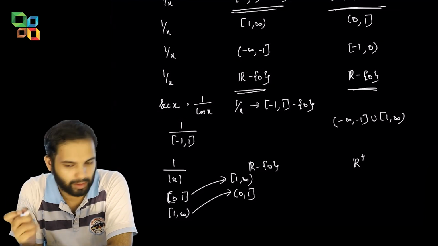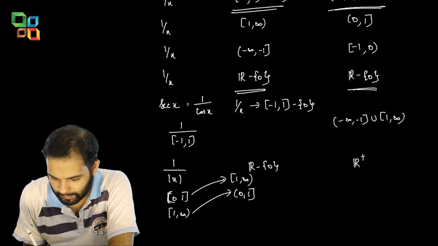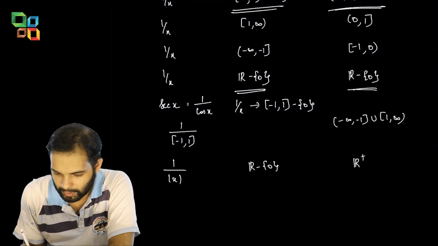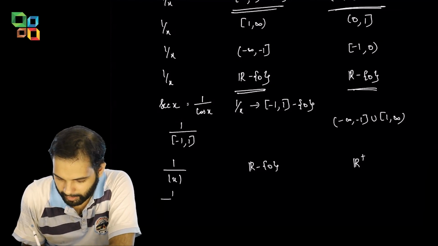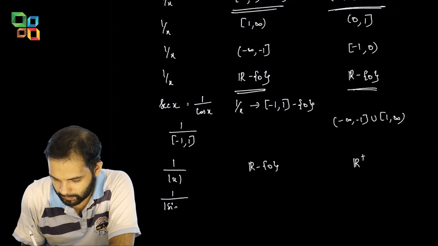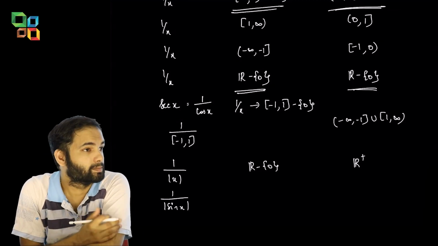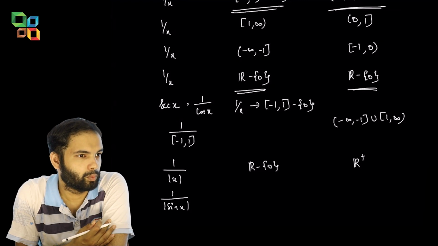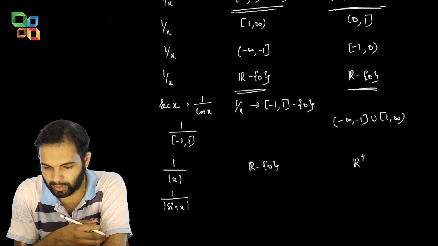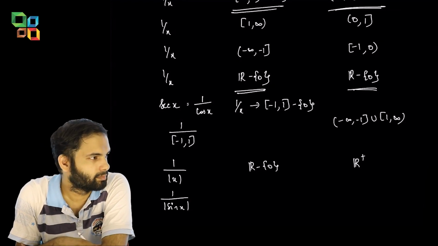Is it fine? Okay, let's see. 1 divided by mod of sin x. 1 to infinity. What about the domain? We'll discuss the domain and range 0 to 1. Domain.